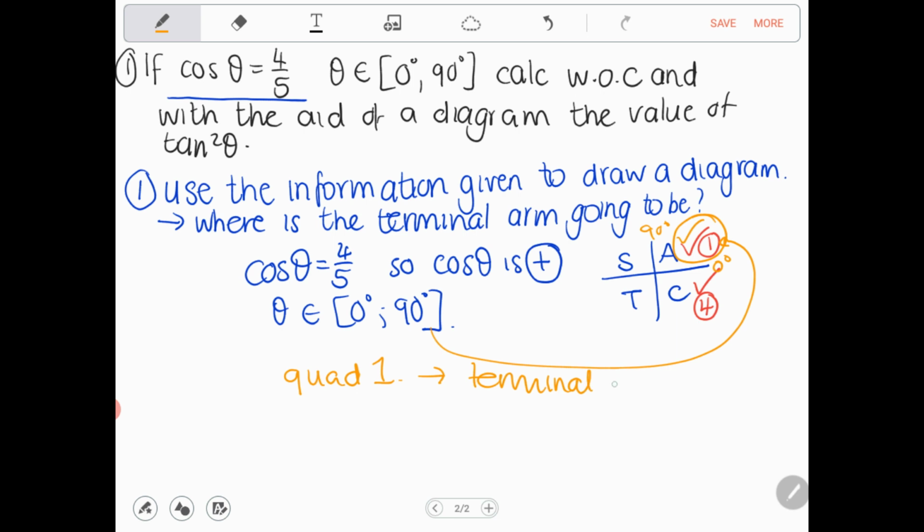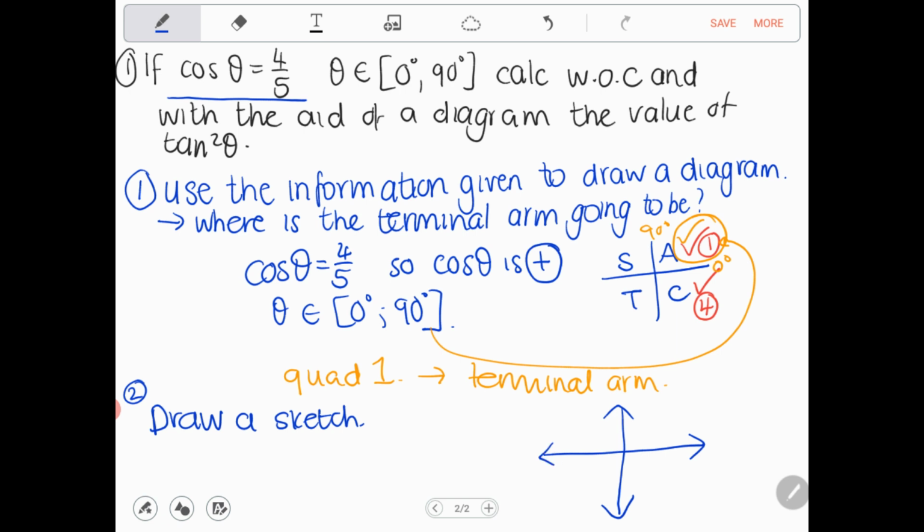Okay, so you're kind of doing what you were doing yesterday. Now that I've decided where my terminal arm is, I actually draw a diagram. All right, so here's my little Cartesian plane. Where am I putting my terminal arm? In quadrant 1. And a terminal arm, remember, always starts at the origin and goes out like that. So there's my angle. Now I've got to decide what information I have in terms of x, y, and r.